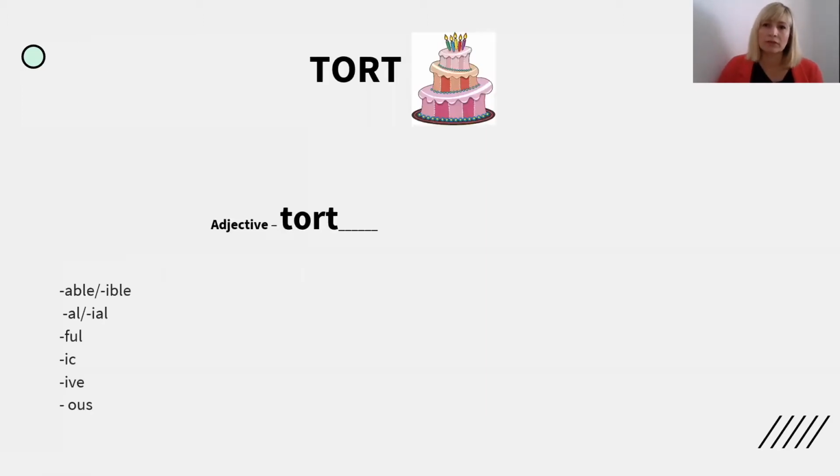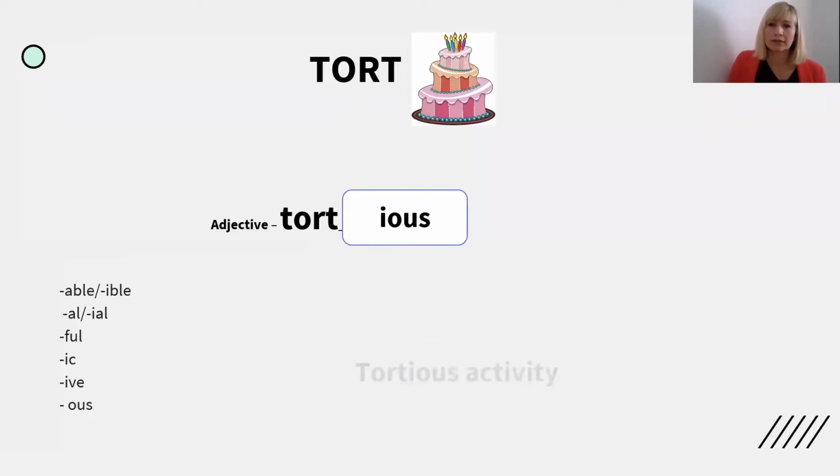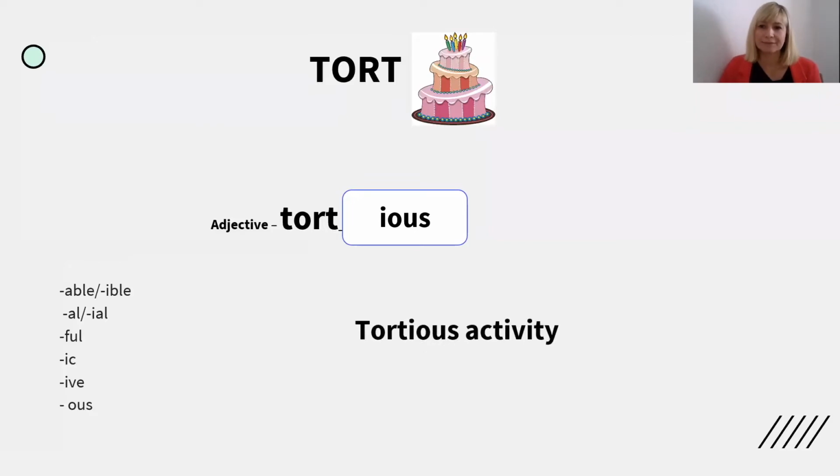Before we define the law of tort, I want you just to make an adjective from the word tort. On your left, you have some typical adjective endings. So what do you think? What's the adjective from the word tort? The adjective is tortious. For example, tortious activity.